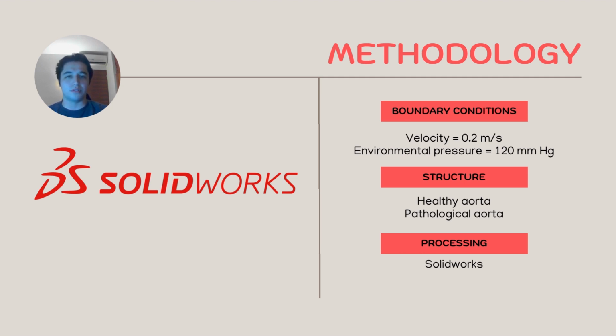Boundary conditions were also established at 0.2 meters per second for velocity and 120 millimeters of mercury for the environmental pressure. Finally, the processing of these models was executed using the SolidWorks program, where the flow simulation was conducted.